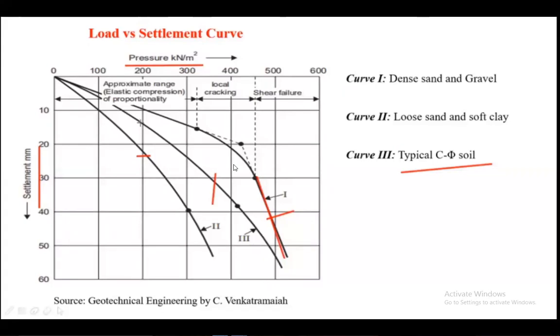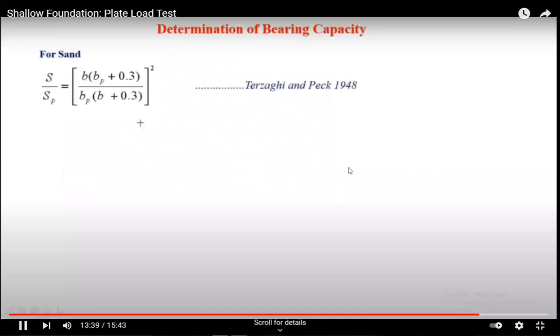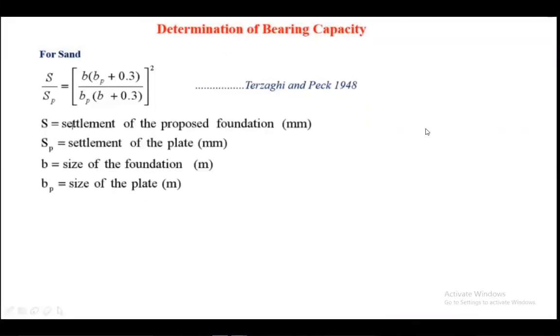Okay, next is determination of bearing capacity. There is one formula given by Terzaghi and Peck. This formula is used for determining the settlement of the foundation from the plate settlement. Here S stands for settlement of the proposed foundation in mm, that value you have to assume, usually it is assumed as 25 mm.